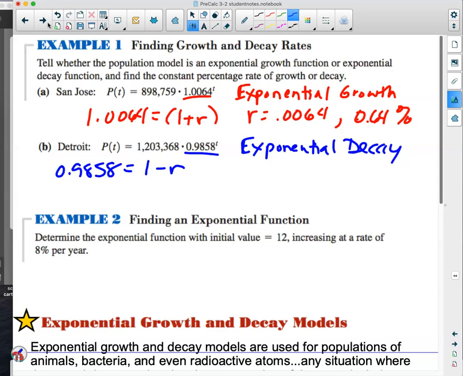So if you wanted to figure it out algebraically, you could subtract 1 from both sides and then divide by a negative 1. But what most people will do is just say, well, if I take 1 and subtract 0.9858, won't that tell me what the difference is between those two? And it will. So if we take 1 minus 0.9858, and again, I'm not going to ask you to watch me punch that in, I'll just tell you what that was. That was 0.0142.